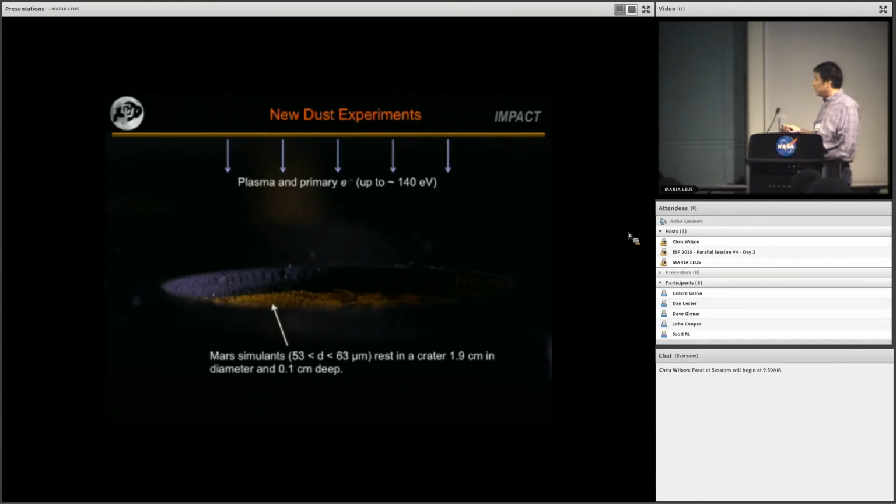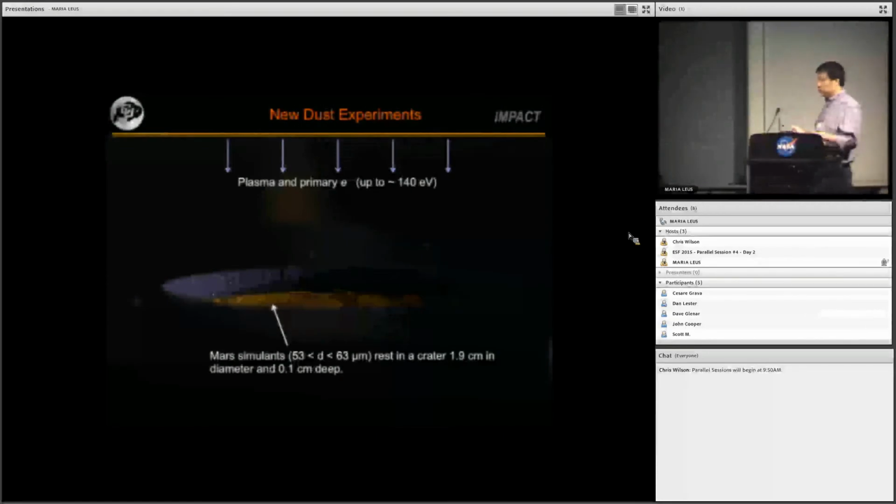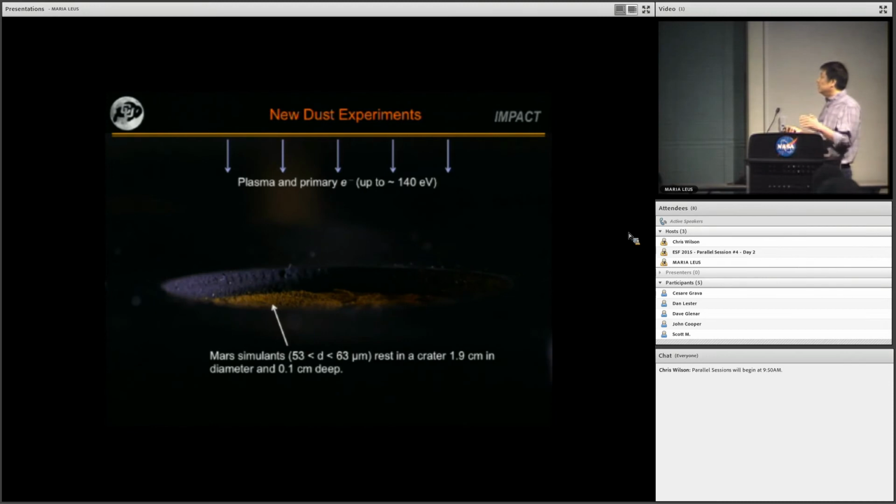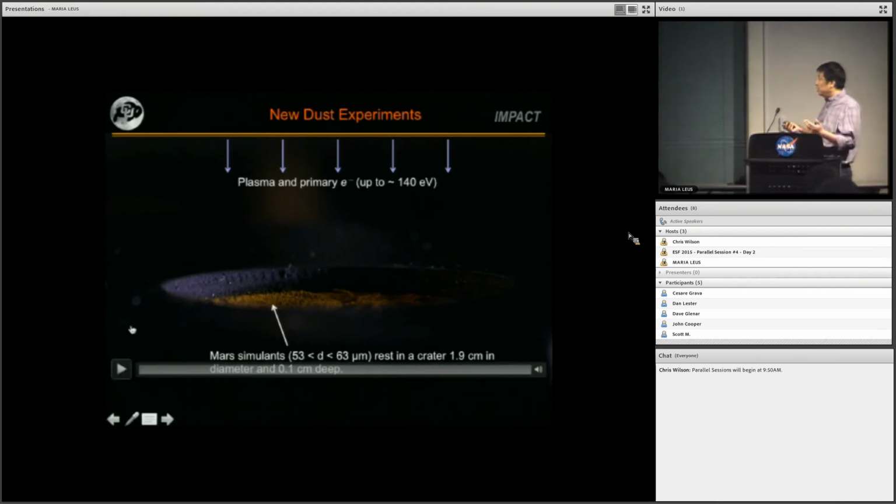So here come our new dust experiments. I have Mars simulants filling a crater 2 centimeters in diameter, about a millimeter deep. The purpose of using the crater is to trap dust particles from spreading out, so that we can be more focused on dust hopping and lofting studies. So this is the movie.